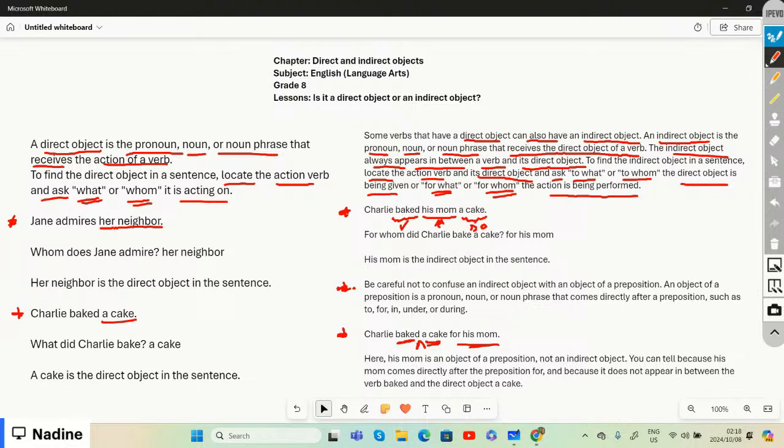And whatever you find after the preposition, let's say, for example, for is a preposition, that is the object of a preposition, not an indirect object.